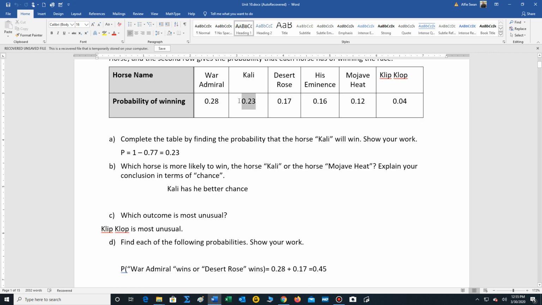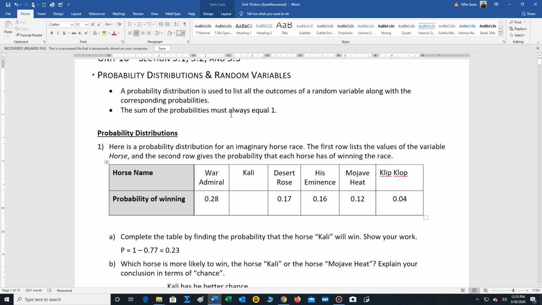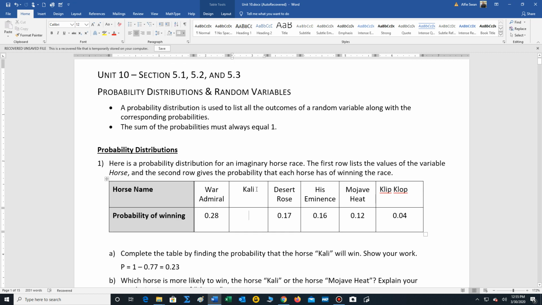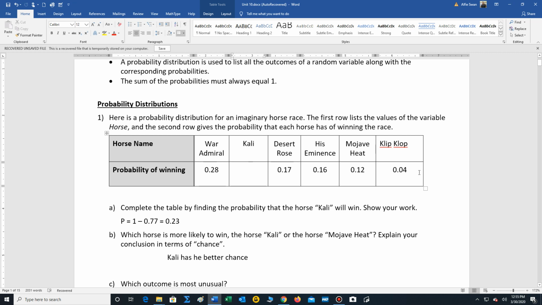So in the original problem, we have a probability that's missing for the horse named Collie. It says complete the table by finding the probability that the horse Collie will win. Show your work. Well, one of the properties of a probability distribution is that all the probabilities must sum to 1. So we just add up these other probabilities, subtract from 1, and we're left with 0.23. And that's going to be the chance that the horse Collie will win.